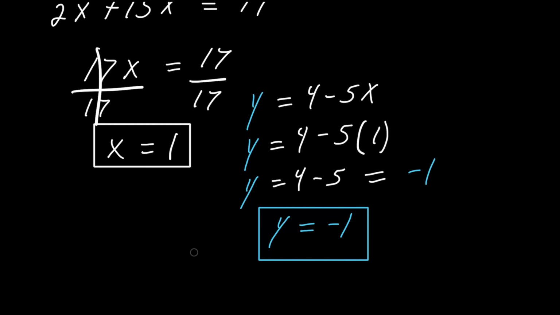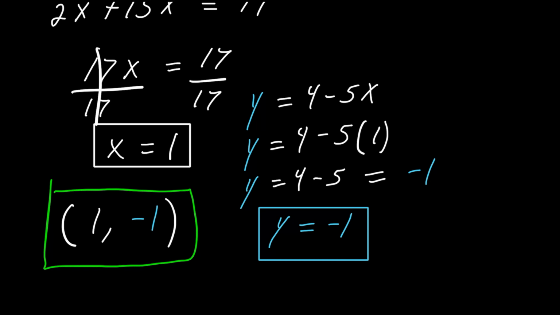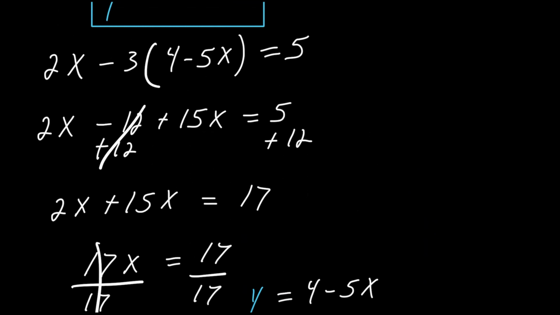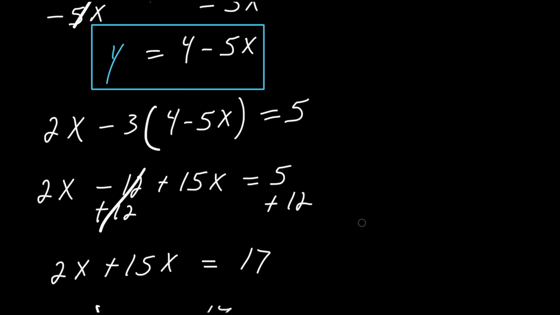Now let's just put them as ordered pairs. So the x value always goes first, and then the y value goes next. And in parentheses, this right over here is our answer. 1, negative 1. Now, like I mentioned in the beginning, there are many different methods for solving a system of linear equations. This one's substitution because we substituted this value into the next equation.